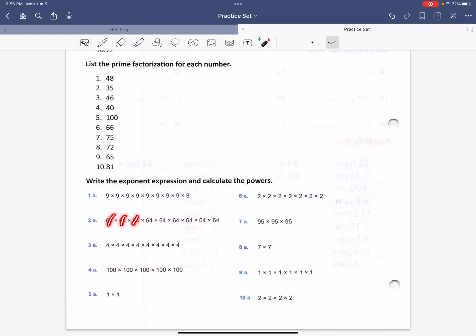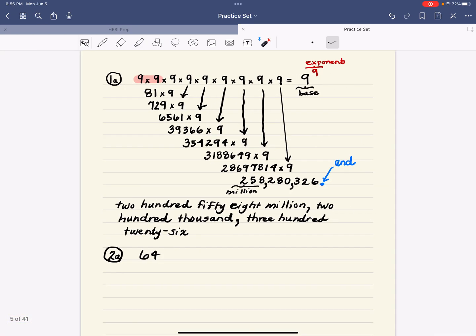1, 2, 3, 4, 5, 6, 7, 8, 9. So this is 64 to the 9th power. Now, here's the problem. I'm used to a scientific calculator where all I have to do is hit one button. But this calculator, you have to literally count them out.